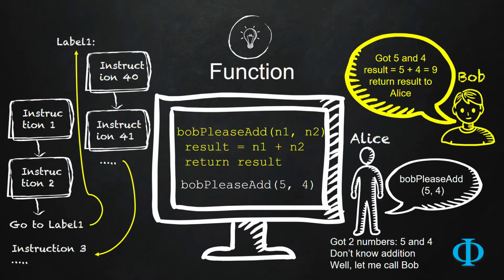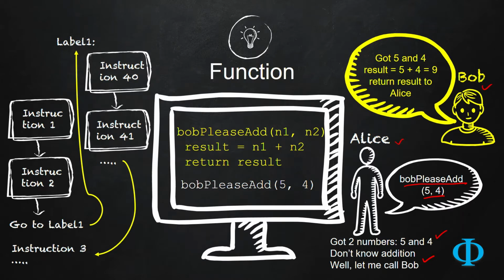Let's say there are two friends, Alice and Bob. Now Alice got two numbers, 5 and 4, and Alice needs to add those two numbers. But unfortunately, Alice doesn't know addition. So what Alice did is, Alice just called Bob and asked, okay, Bob, please add 5 and 4. So Alice just passed the numbers 5 and 4 to Bob and asked Bob to add those two numbers.